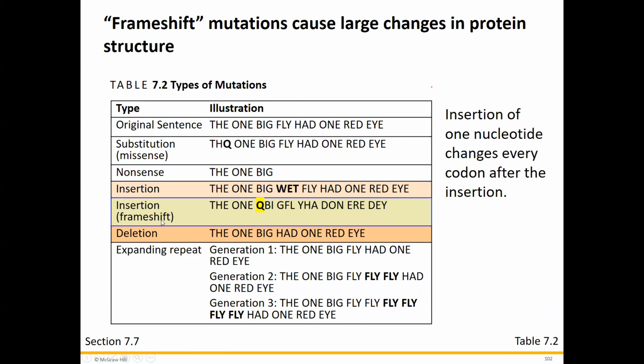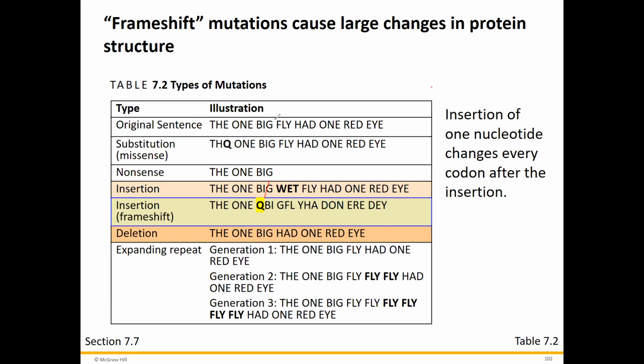So here's an insertion that involves the frame shift, where we insert some random letter. So big is still there, but we inserted a letter. So now you've got the Q, and so QBI becomes the codon. And then you see you got the BI, well, then the G.